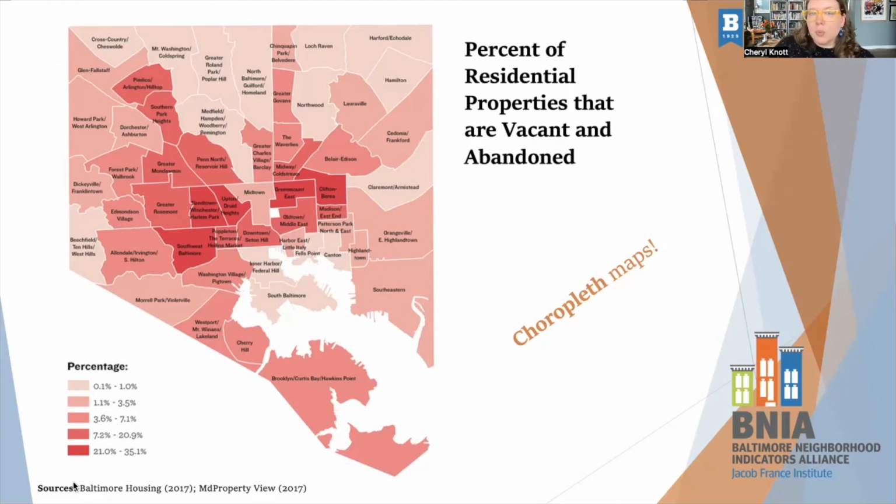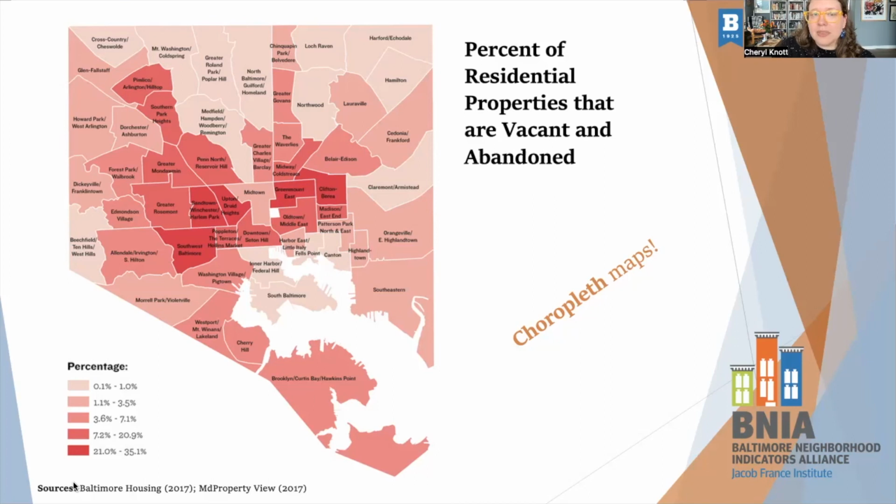This map is one that is known as a choropleth map. So this shows our 55 CSAs and the values of this indicator, percent of residential properties that are vacant and abandoned. That value for these 55 communities is put into a system, and the symbol that is created for that community is based on the value of that indicator.